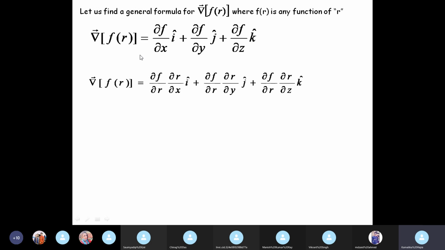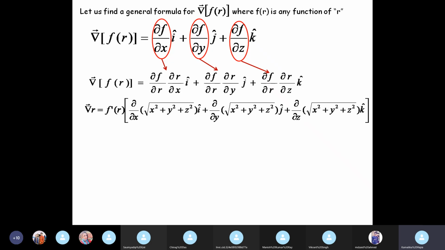So what do we do? We just rewrite this as del f del r into del r del x, del f del r into del r del y, del f del r into del r del z. This is how I have split each of the components, and I take df dr common. I write df dr as f prime r, the first derivative of f with respect to r, and inside I am left with this. Now I have already calculated this when I was doing grad of magnitude of r.